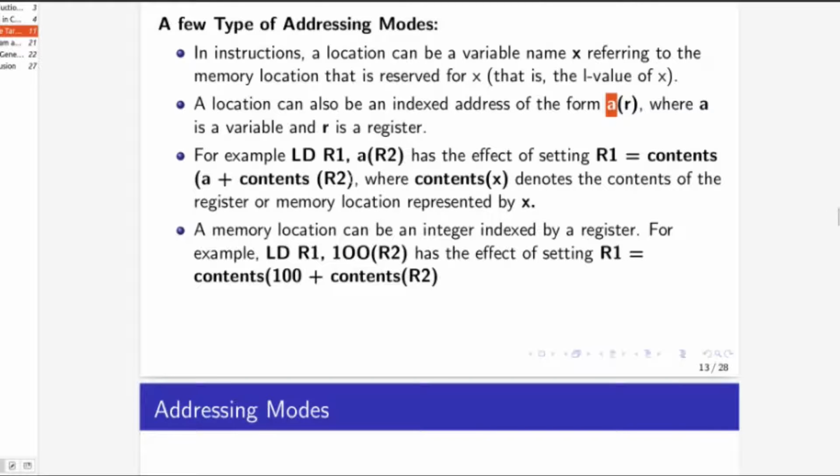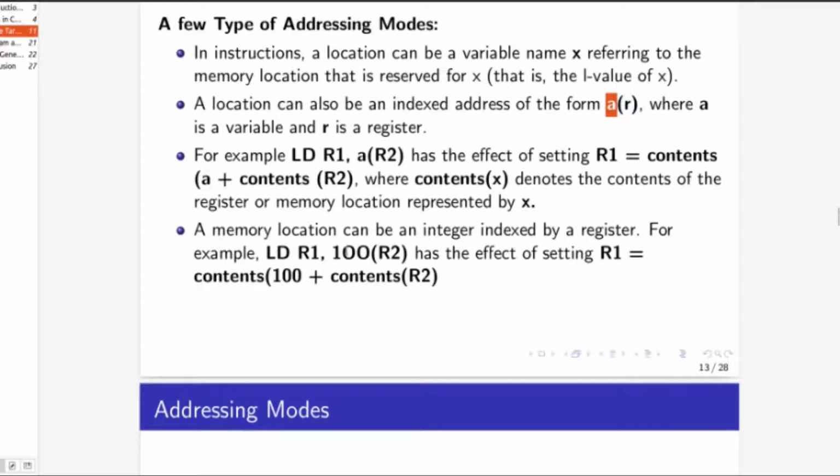First take the content of the register and add it into A, then take the content, and that is stored into R1. So content of X denotes the content of the register or memory location represented by X. The memory location can be an integer indexed by a register. So that is also possible.